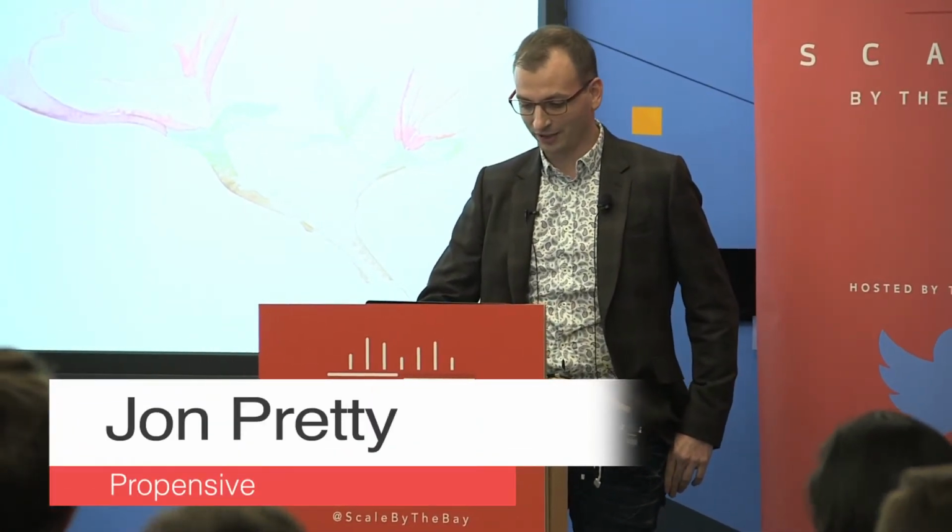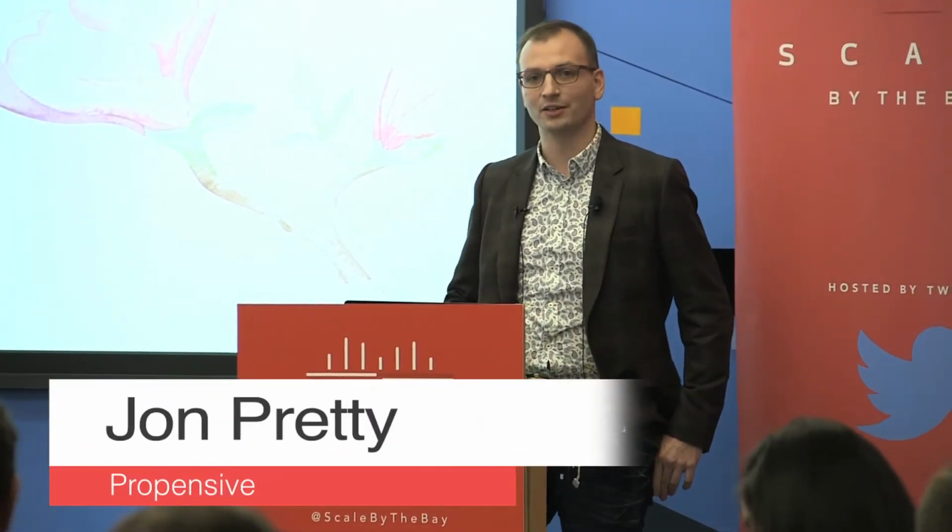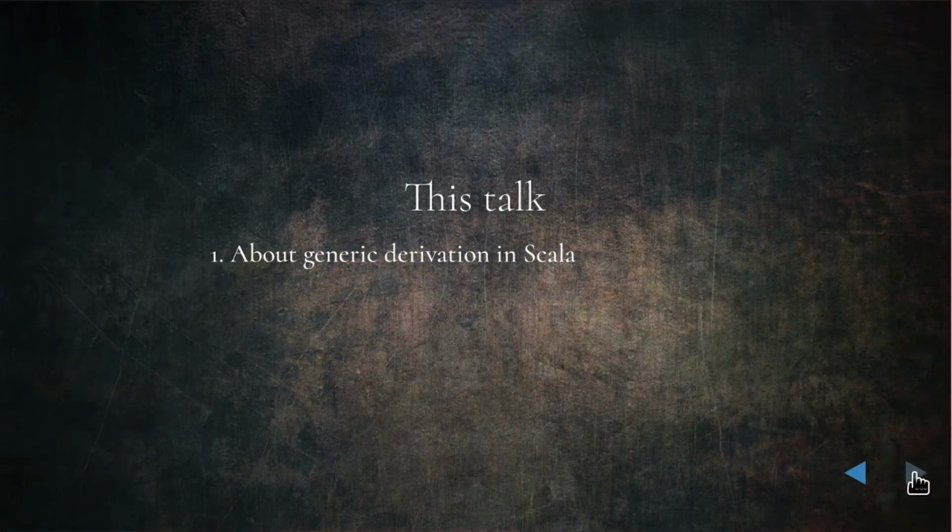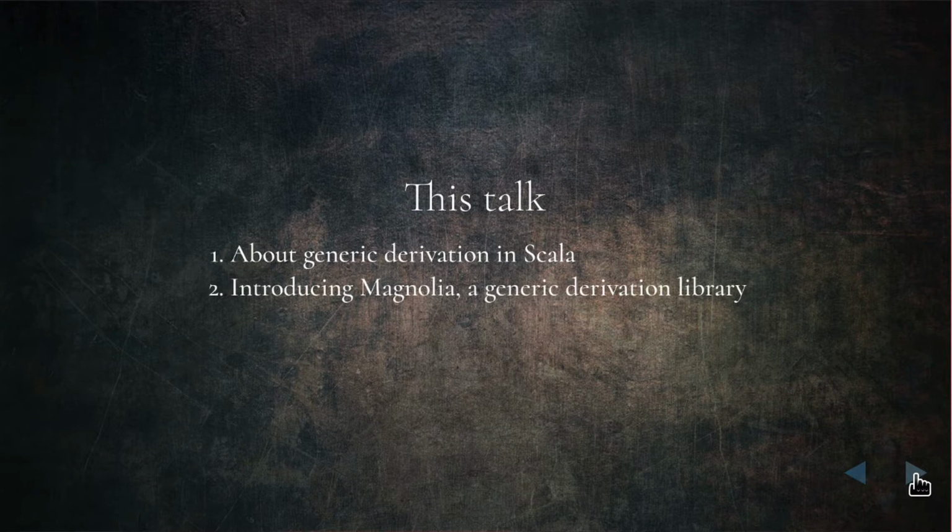I'm going to be talking about a library I've been working on recently called Magnolia. The talk is going to be in three parts, of which one part won't exist because it's normally a 90-minute talk and I'm squeezing it into 20. So I'm going to start off by talking very fast about generic derivation in Scala, what that is. I'm then going to introduce Magnolia, which is a macro for generic derivation, and I'm not going to tell you how it works.